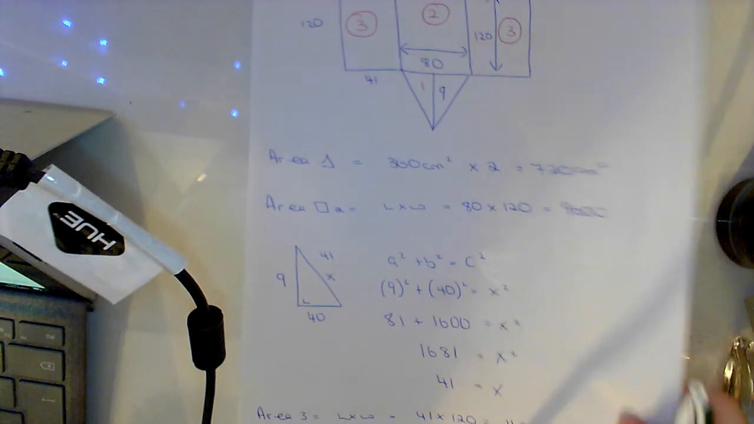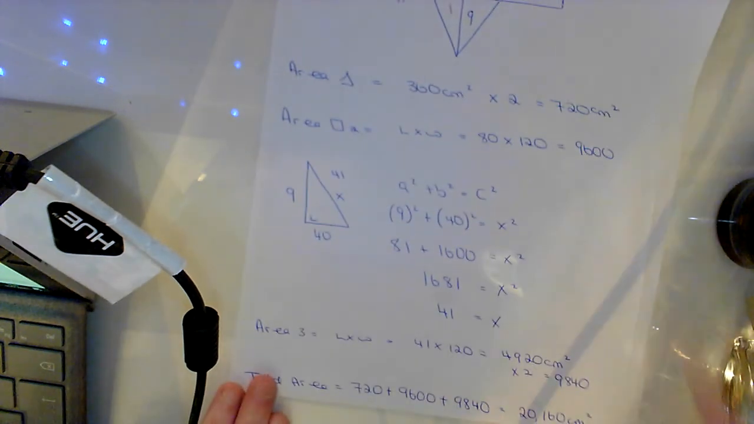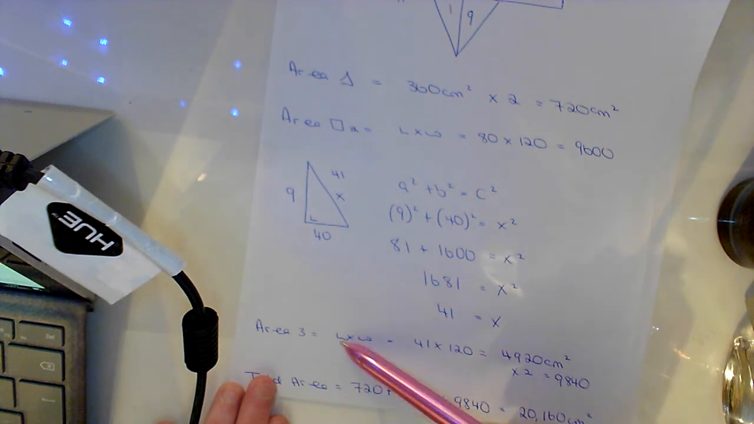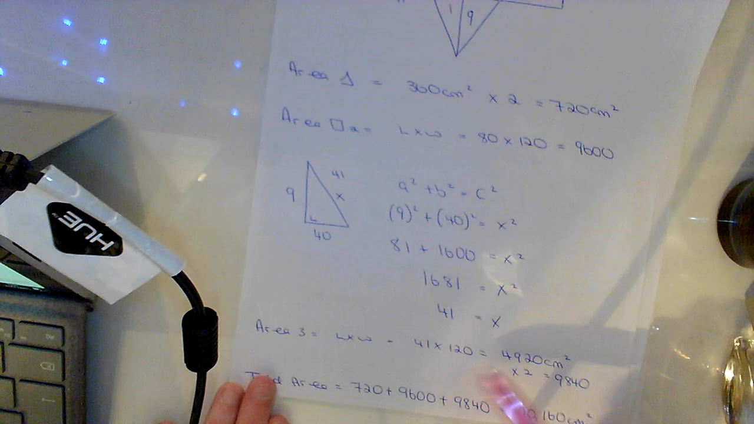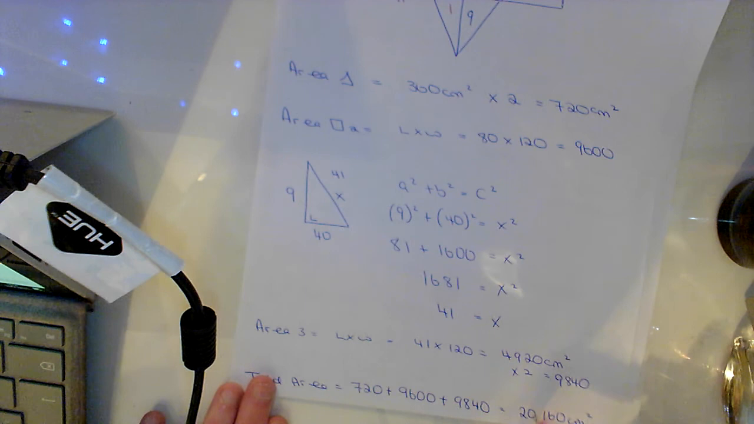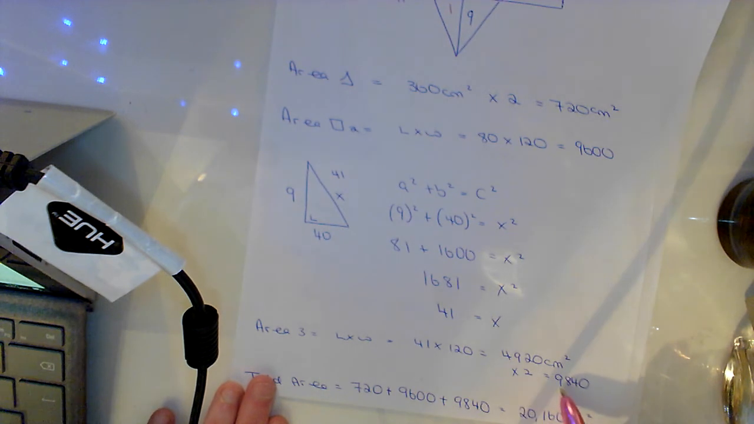So then the area of that shape 3 is equal to length by width, and that's equal to 40 by 41, and I get 4,920, and I times that by 2 because I have 2 rectangles, so I have 9,840. And my total area, when I add them all up, I get 20,160 centimeters squared.